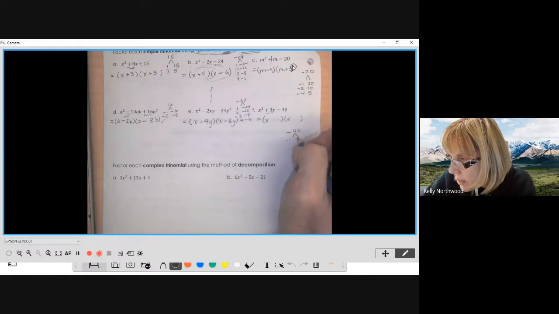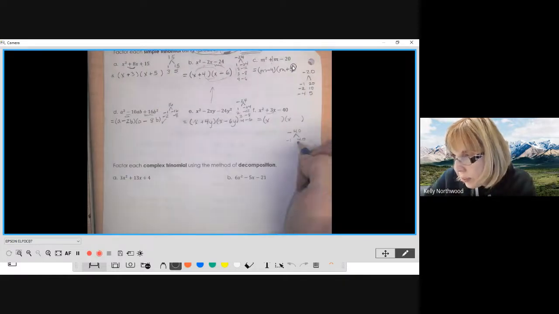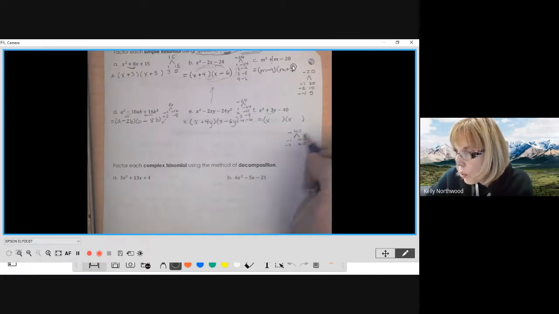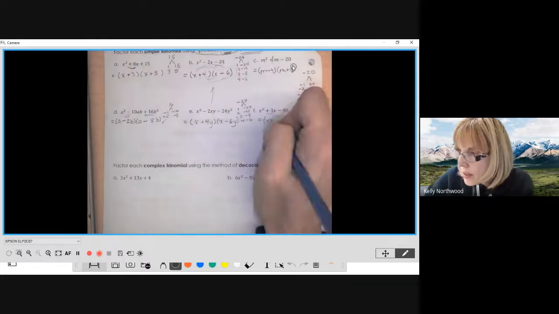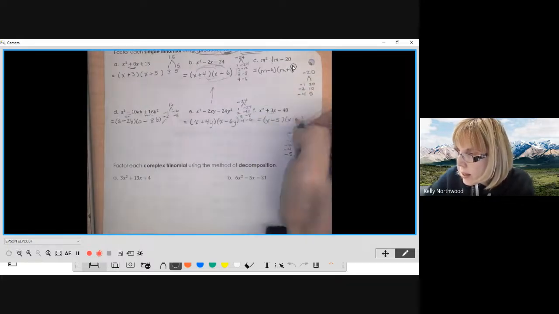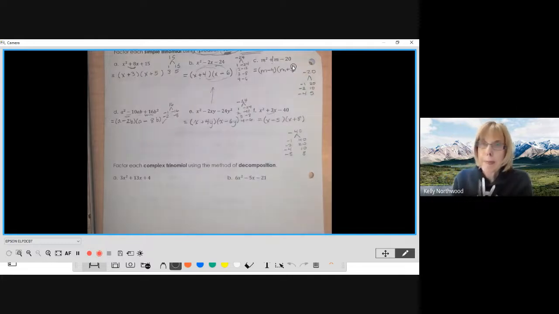So -1 and +40, nope. -2 and +20, no. 3 doesn't go in, 4 does. -4 and +10, nope. -5 and +8 does add up to +3. So it's x minus 5 times x plus 8.